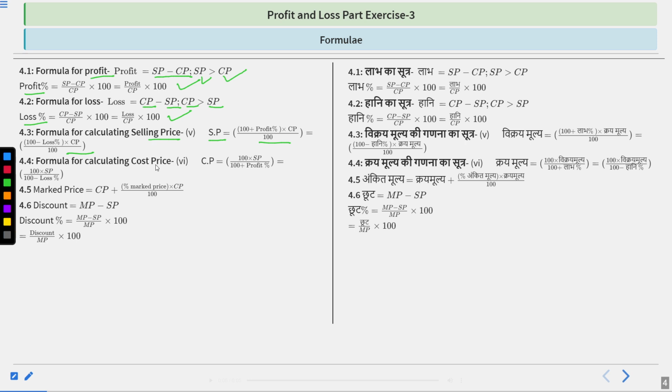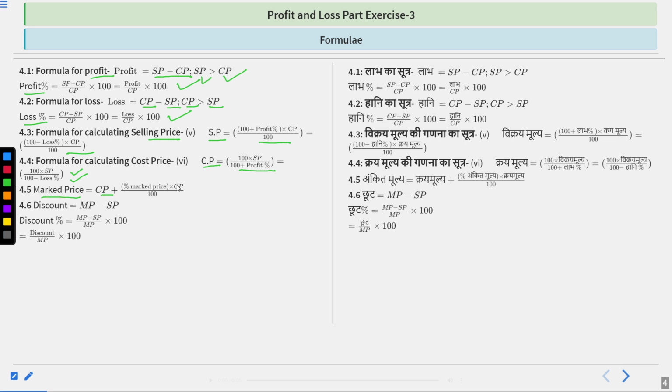Same way calculating the cost price. If SP is given and profit or loss is given, so CP is equal to 100 multiplied by SP upon 100 plus profit. Or if loss is given, so 100 multiplied by selling price upon 100 minus loss percent. Clear?